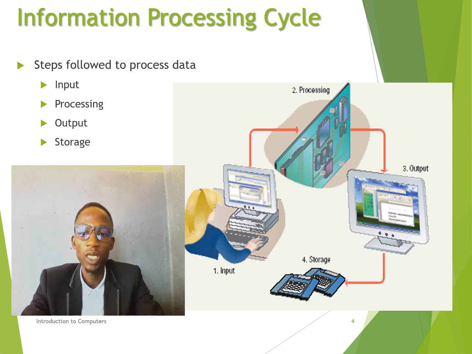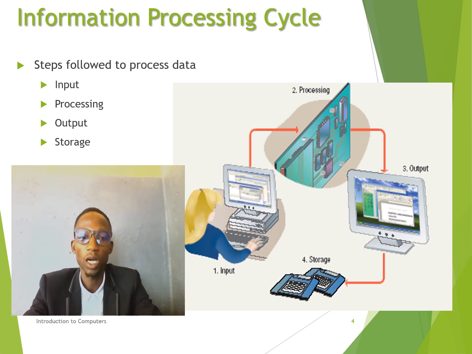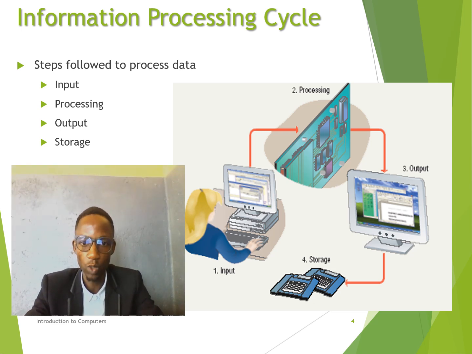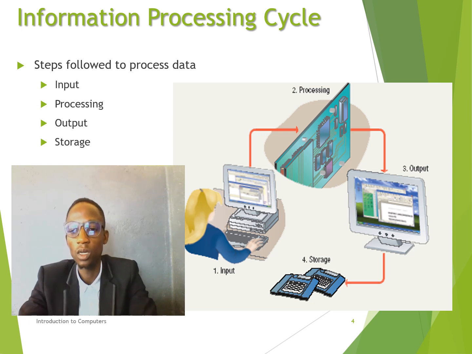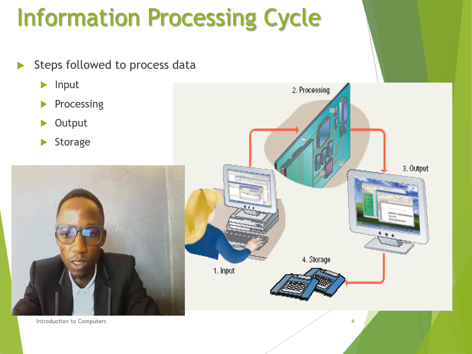Then the data is also kept in what we call storage devices. The data must be kept safe for future use. We process data for a purpose, for a reason. We process data so that we can use it in the future or for future operations. That's why the data is processed, then stored into storage devices. We've got so many storage devices, and we're going to look at them later. So allow me to go to the next slide.